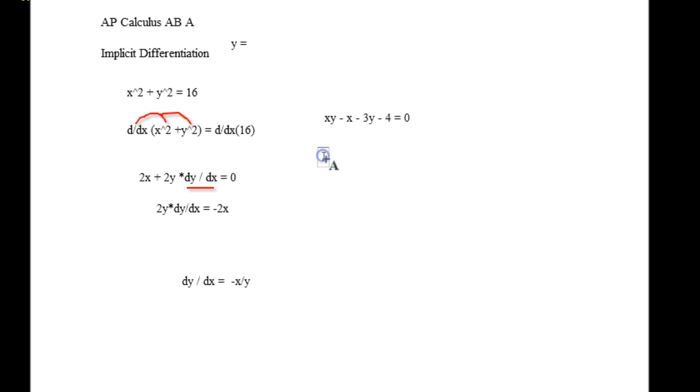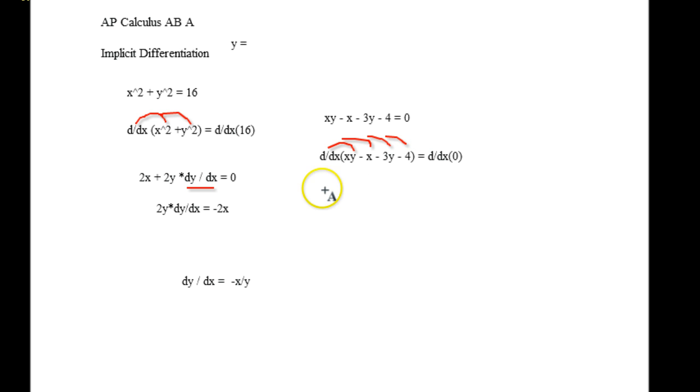Okay, so what you do first is you take the derivative with respect to x of both sides, so it's going to be d/dx of (xy minus x minus 3y minus 4) equals d/dx of 0. Okay, and you just do the differentiation of both sides. Now this first one is going to be the product rule, and then the subsequent ones are going to be pretty easy to work with.